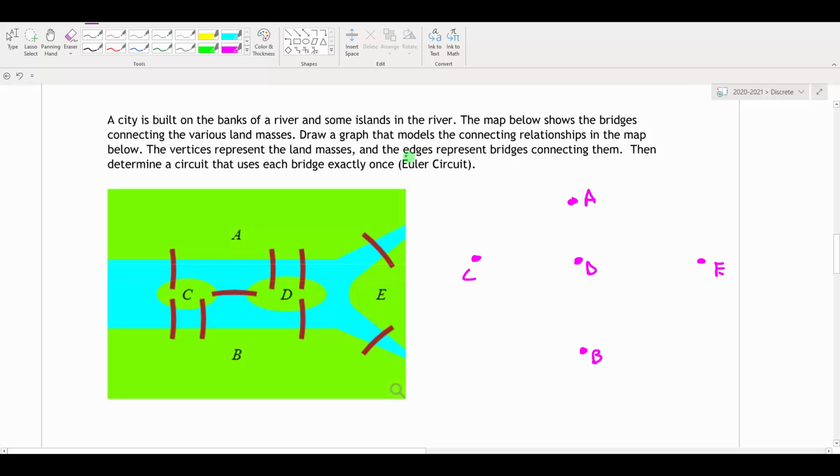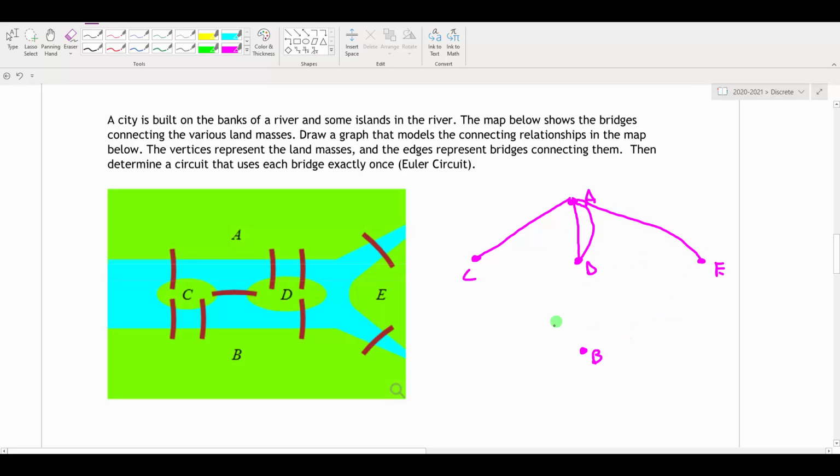Okay, and then it says the edges represent the bridges connecting them. So for instance, I see a bridge that connects A and C. So I'm going to draw an edge from C to A. I see two bridges that go from A to D. So I'm going to draw an edge from A to D, and then I'm going to draw another edge from A to D, and I'll curve it. Okay, and then over here we've got a bridge that connects A to E. So I'm going to draw an edge going from A to E.